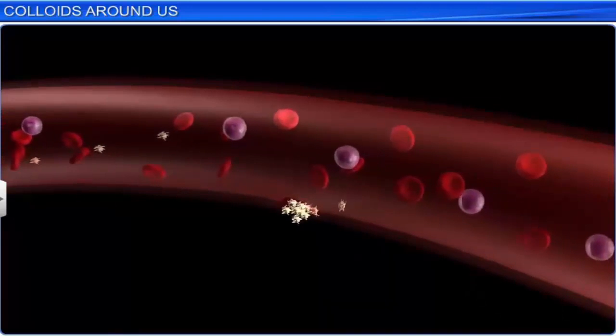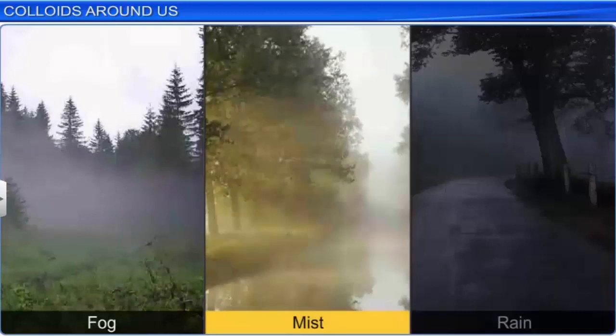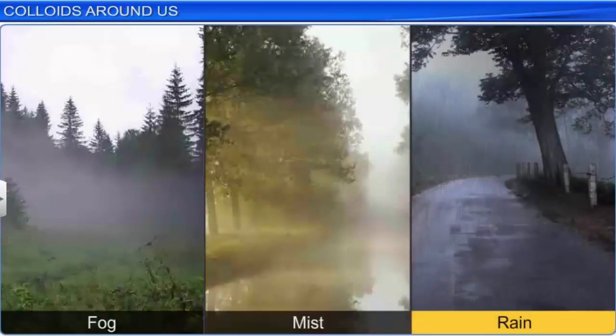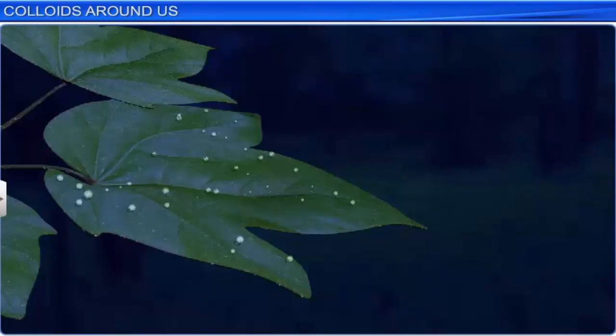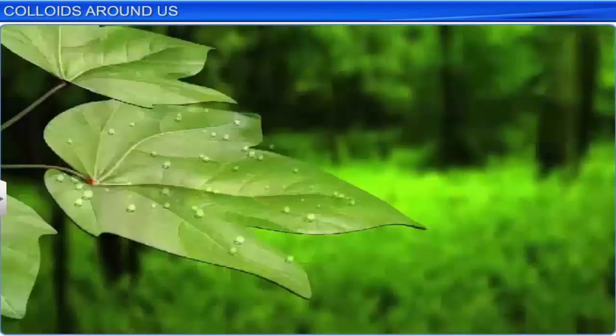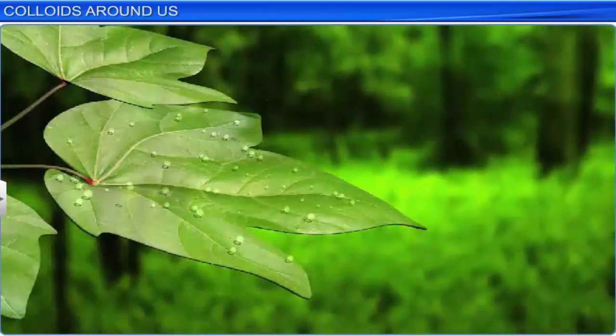Fog, mist, and rain are all colloidal in nature. In winter, at night, the moisture in the air condenses on the surface of dust particles, forming tiny droplets. These droplets, being colloidal in nature, float in the air, forming mist or fog.